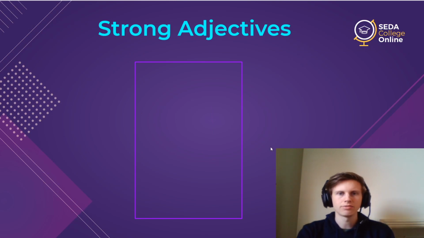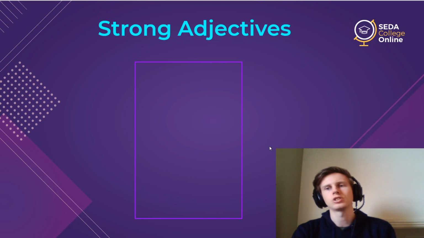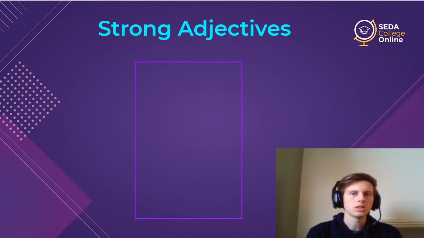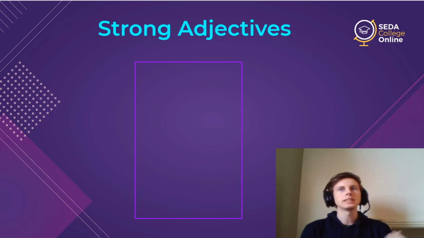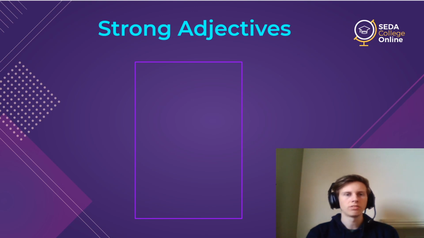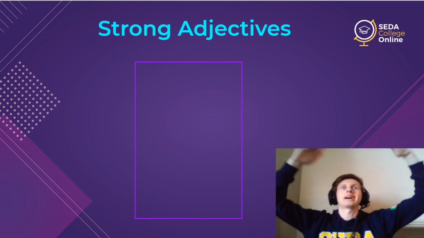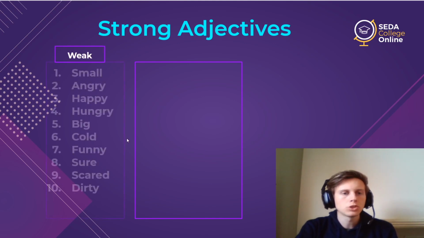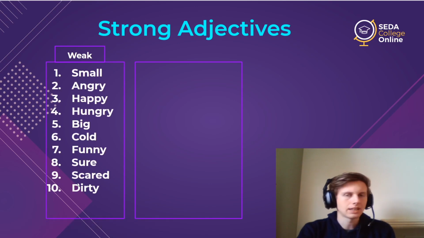So let's go on to that vocabulary I promised, the strong adjectives. So we have many adjectives to describe people and places and ideas and things, but they have different strengths. Some are very low emotion, and some are very high emotion. So we're looking at these very high emotion adjectives. So I will show you now a list of 10 weak adjectives. Small, angry, happy, hungry, big, cold, funny, sure, scared, and dirty. So those are 10 just weak adjectives, not very strong.